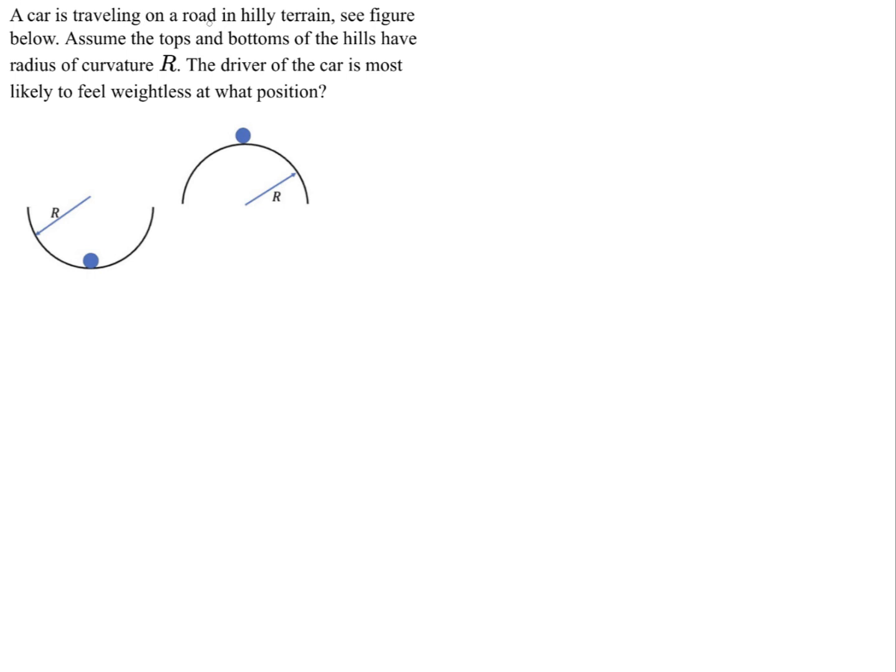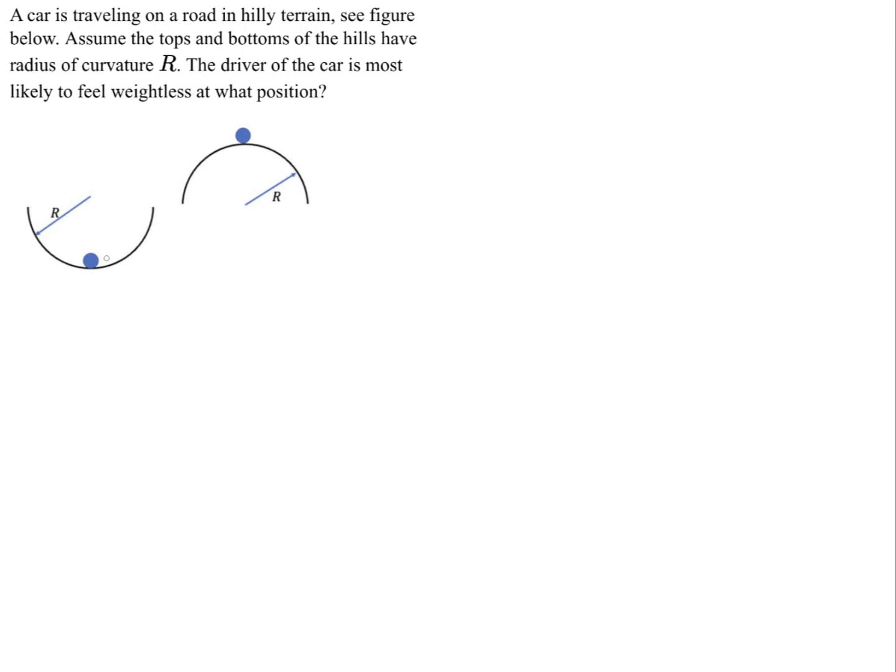A car is traveling on a road in hilly terrain, as shown in the figure below. Assume the tops and bottoms of the hills have a radius of curvature r. The driver of the car is most likely to feel weightless at which position? So here are the two positions that we have.